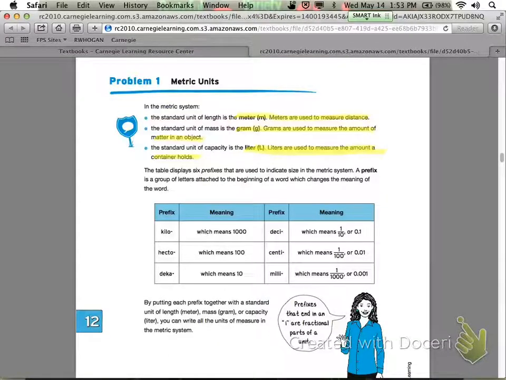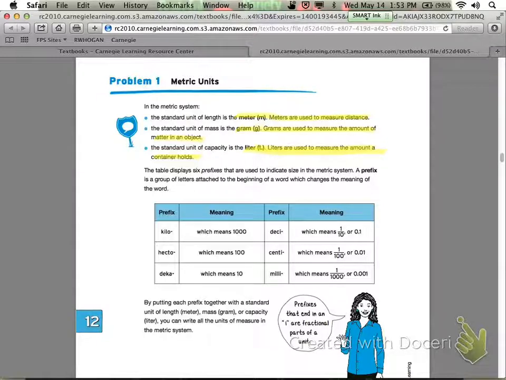Let's take a look at page 782 and problem 1 with metric units. It says up at the top, in the metric system, the standard unit of length is the meter. Meters are used to measure distance. The standard unit of mass is the gram. Grams are used to measure the amount of matter in an object. And the standard unit of capacity is the liter. Liters are used to measure the amount a container holds.